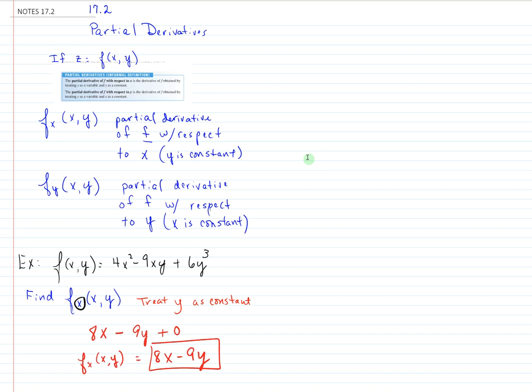This is section 17.2 about partial derivatives, and we're not going to go very far into it, just a touch of it. So what we need to realize, if z is equal to f of x,y, then f_x of x,y is the partial derivative of f with respect to x. And so y is treated as a constant no matter what it is. f_y of x,y is the partial derivative of f with respect to y, and x is considered a constant. So let's look at some examples and see what that looks like.